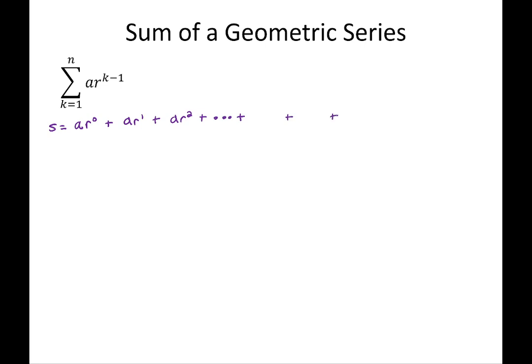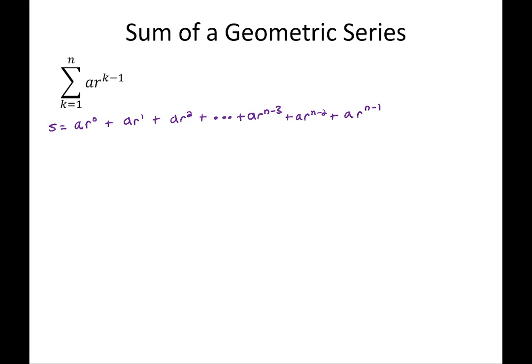Now let's think about what the last term is going to be. The last term is going to be k replaced by n, so a times r to the n minus 1. Now, what's the second last term going to be? We're going to have a times r to the n minus 2. And what's the third last term going to be? It'll be a times r to the n minus 3. We're just reducing our k value by 1 each time as we work backwards from the end.